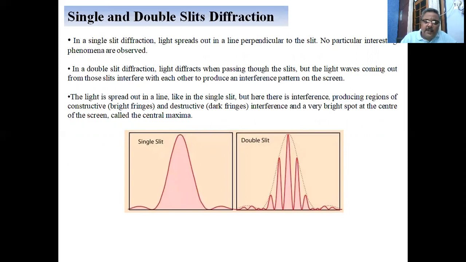In a double slit diffraction, the light diffracts when passing through the slits, but the light coming from those slits interferes with each other to produce an interference pattern on the screen. The light is spread out in a line like a single straight slit, but here there is a difference, producing regions of constructive and destructive interference and a very bright spot at the center of the screen that we call maxima.